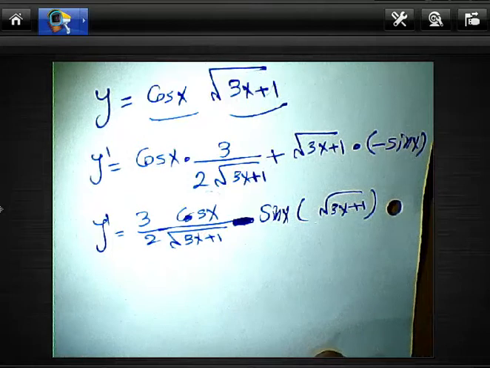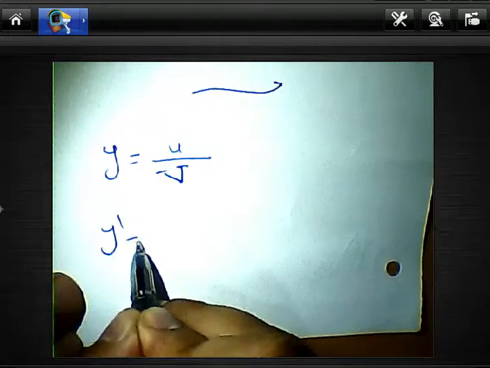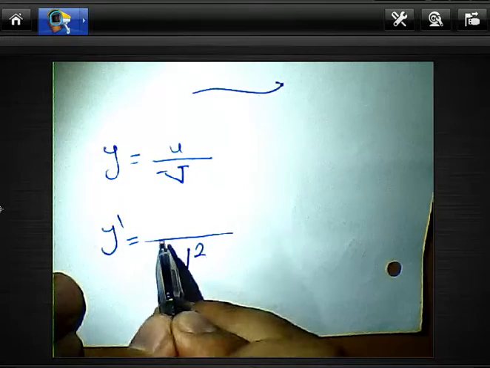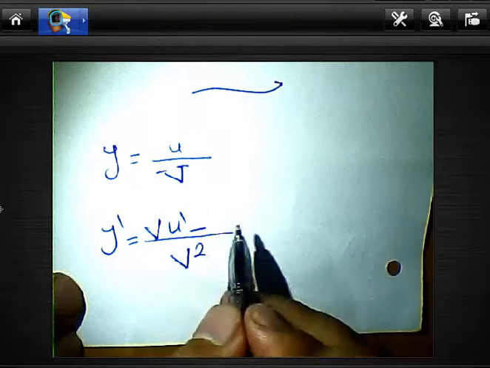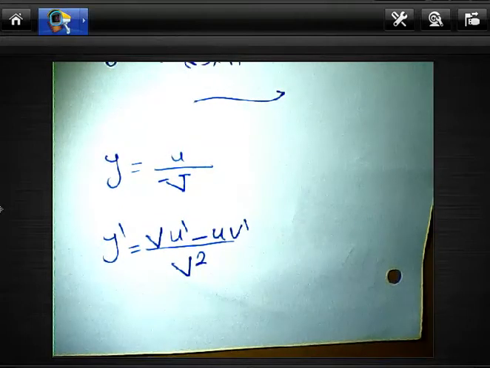It's okay. Now we solve questions about the quotient rule. What about y equals u over v? We can write the derivative of y as v power 2 in the denominator, and in the numerator v multiplied by u dash, subtract v dash multiplied by u. Okay, it's the rule. We will solve a question about this rule. You must keep this quotient rule in your mind.